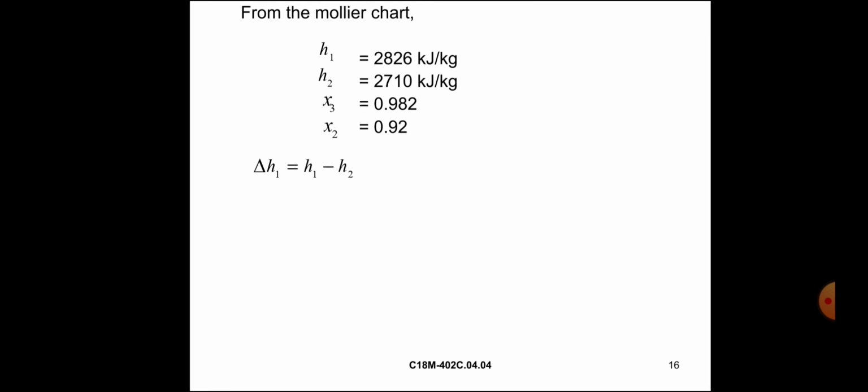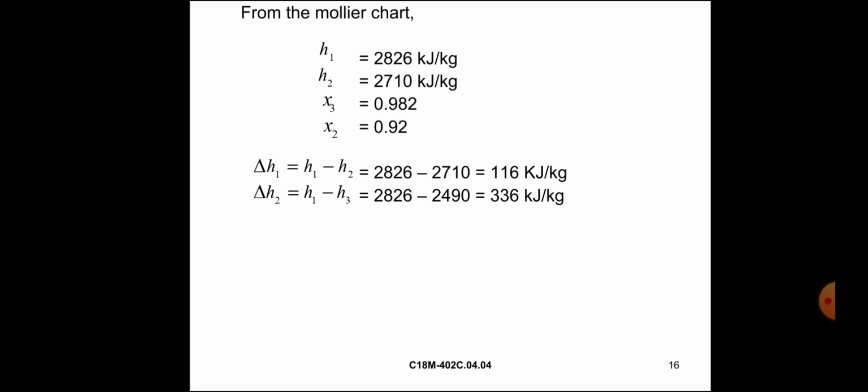Delta H1 is equal to H1 minus H2, which is 2826 minus 2710, equal to 116 kilojoule per kg. Delta H2 is equal to H1 minus H3, which is 2826 minus 2490. Delta H2 value is 336 kilojoule per kg.